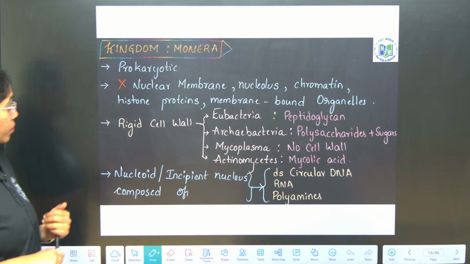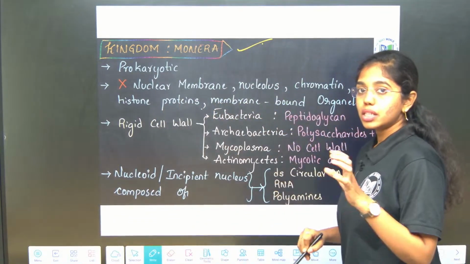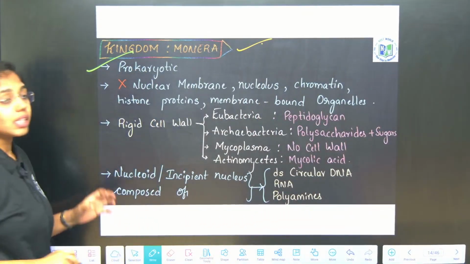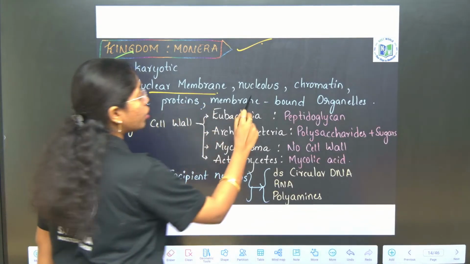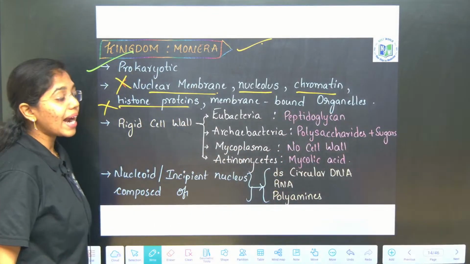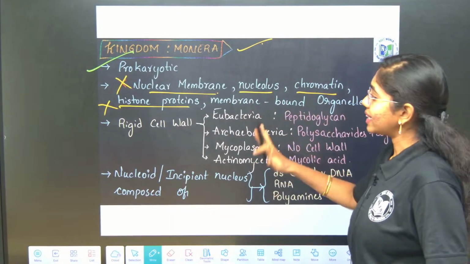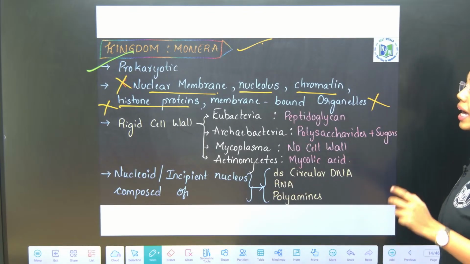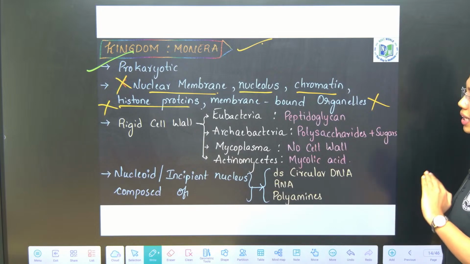See here, kingdom Monera. Kingdom Monera includes all those cells which are prokaryotic. There is no nuclear membrane, nucleolus or chromatin, histone proteins are absent, and membrane bound organelles are absent. A prokaryotic cell has non-histone proteins. Membrane bound organelles are purely absent.